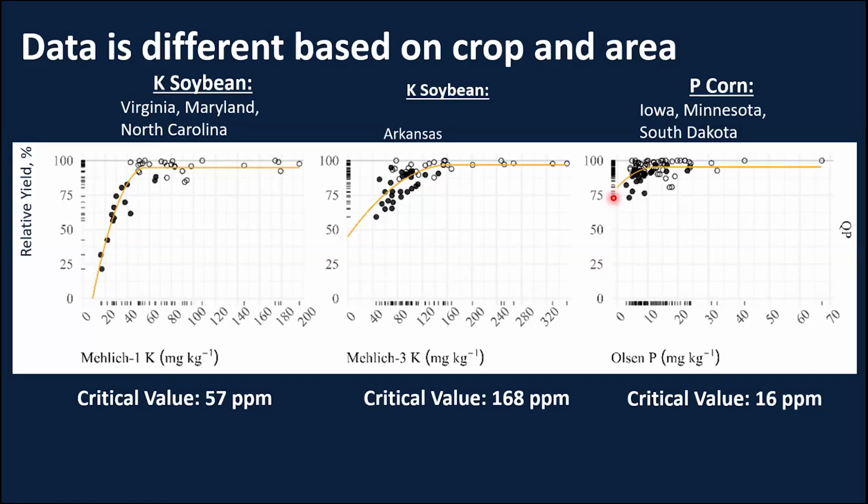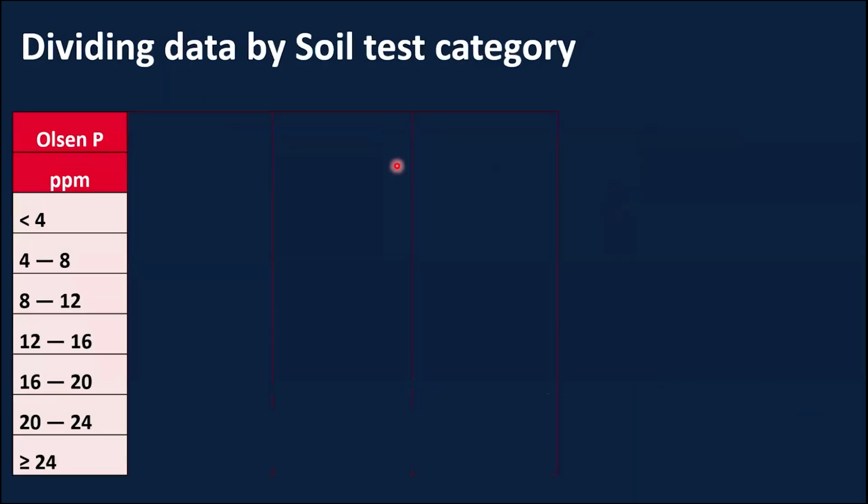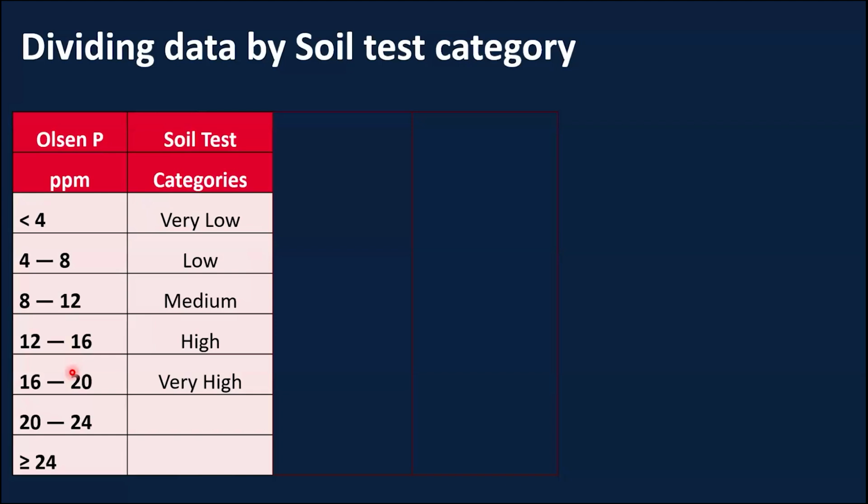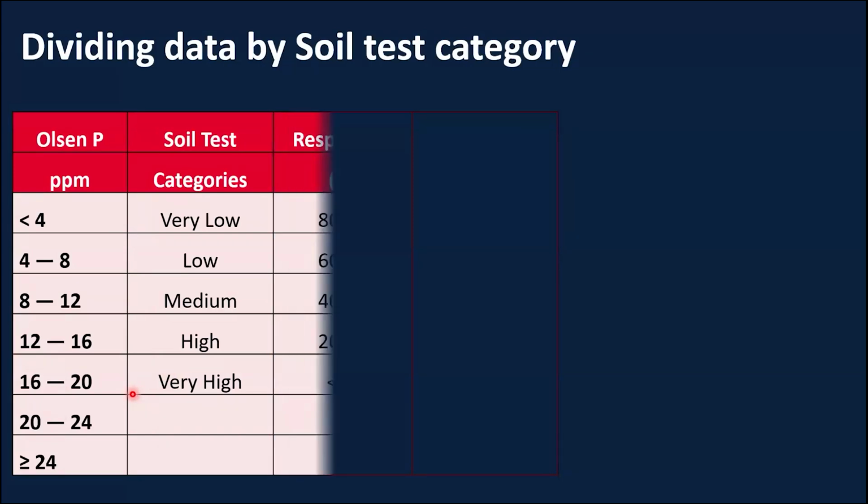It's best to just leave it to have the lab run an Olsen or a Bray P, depending on your pH. So when we divide that data by soil test category, we have our less than 4 ppm P, or 4 to 8, 8 to 12, 12 to 16, and above that. This is kind of what we see when we say we have very low soil tests, or low or medium or high or very high. We're in these ranges right here, and we're above 16, which is all just considered very high.